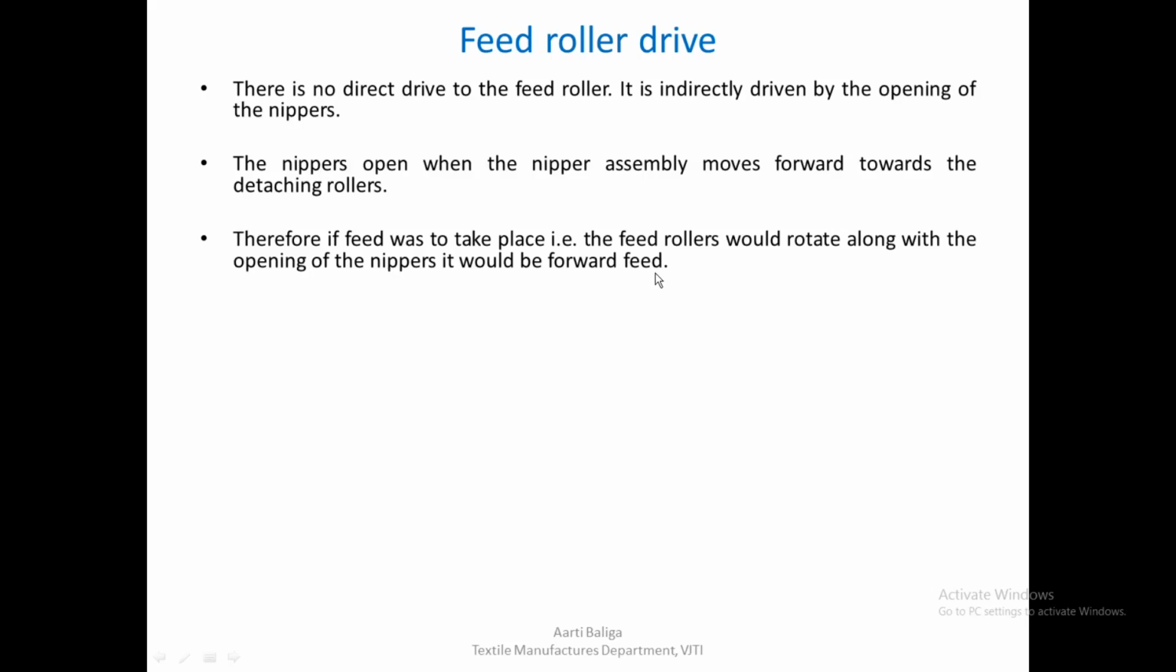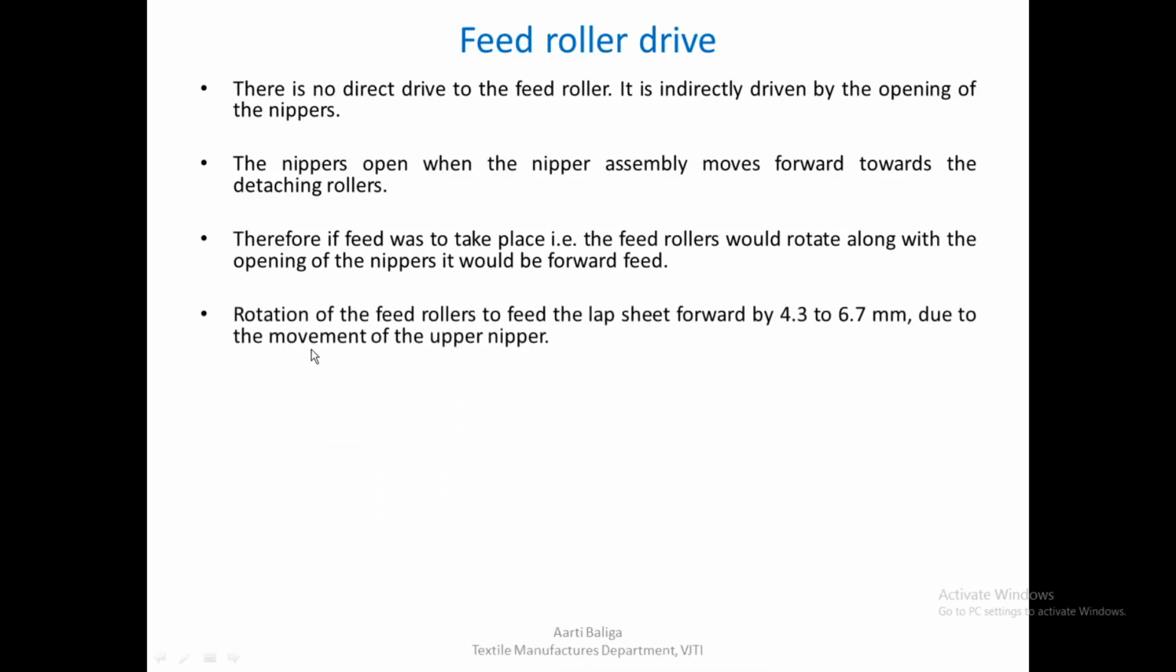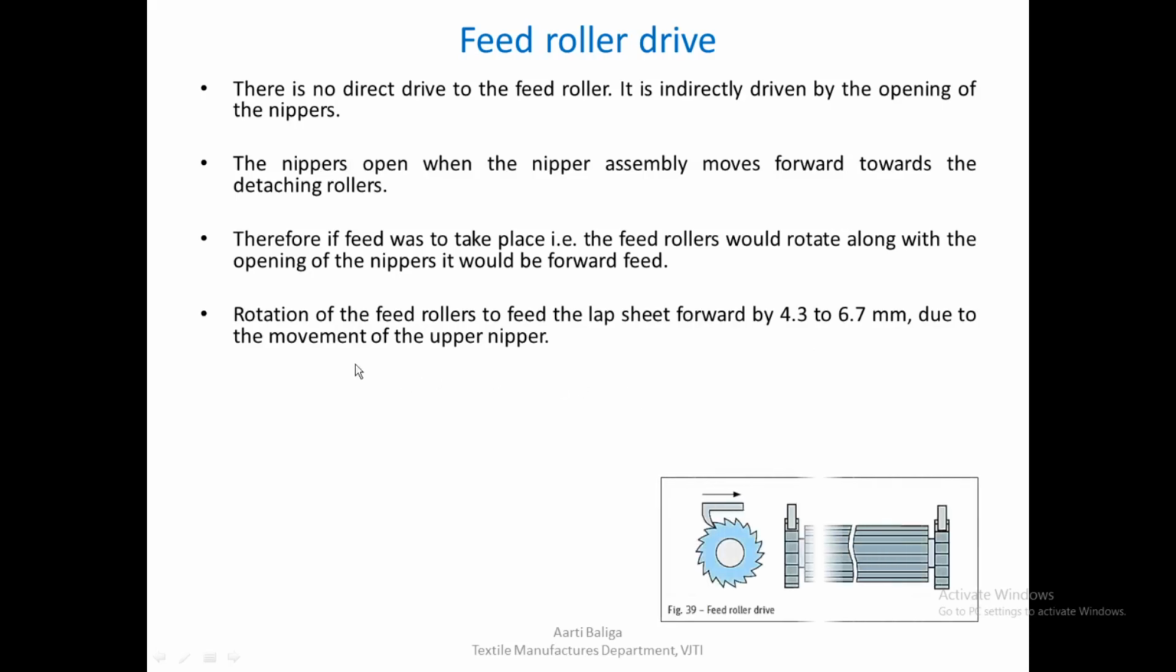So, in the case of forward feed, as the entire nipper assembly moves forward towards the detaching roller, the nippers are opening, and simultaneously, along with the opening of the nippers, the feed would take place. The feed rollers rotate to feed the lap sheet forward by 4.3 to 6.7 mm due to the movement of the upper nipper. Normally around this length of feed is done as soon as the upper nipper opens.